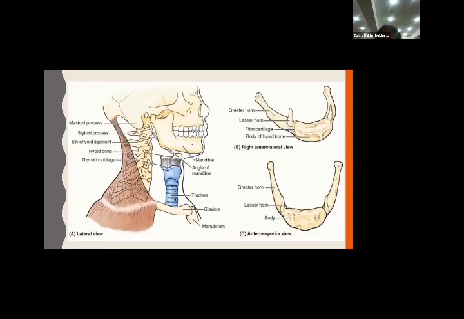Okay, so this is what I wanted to show you. Body of the hyoid bone. This is the greater horn, and these are the lesser. Okay, moving on.